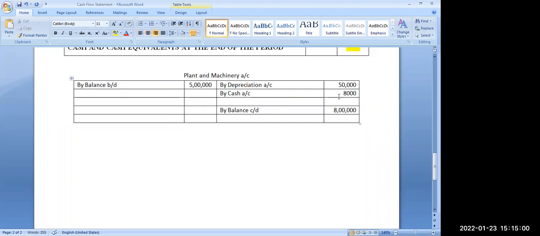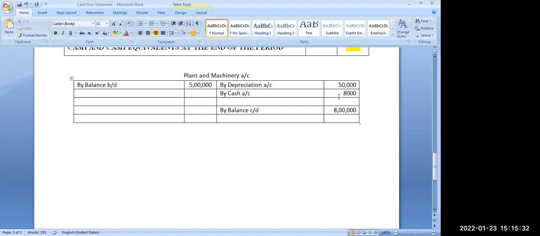Next, what is happening in the machinery? Is there any other information relating to the machine? Yes, it is given in the same point. It was originally costing rupees 12,000, and depreciation of 7,000 has been provided on that. So originally we bought this machine, which is now sold for 8,000, for rupees 12,000. We have been using it for some years. Up to now the depreciation on the machine has accumulated to 7,000.